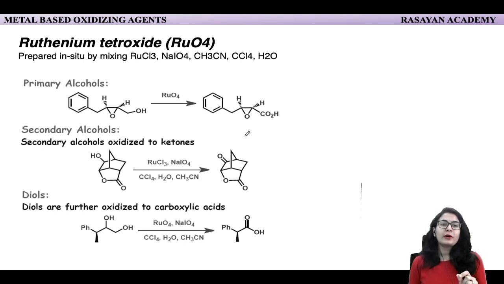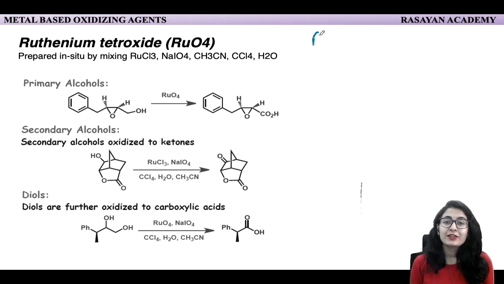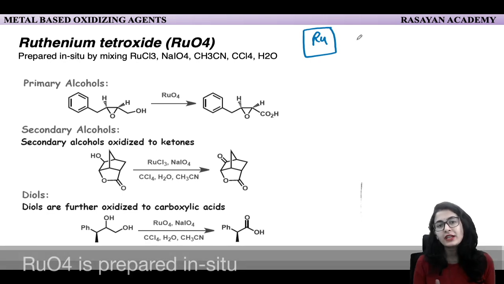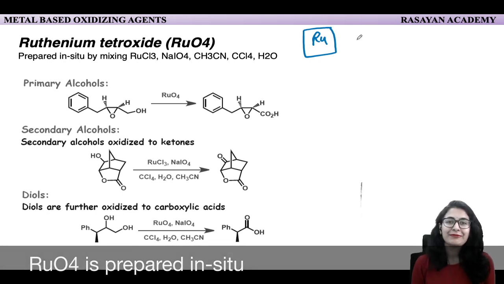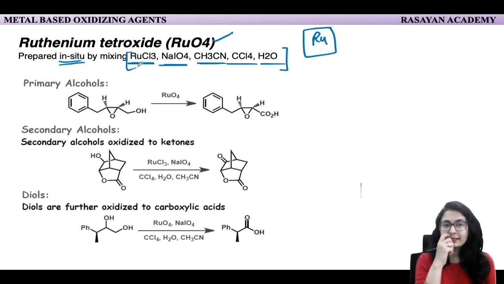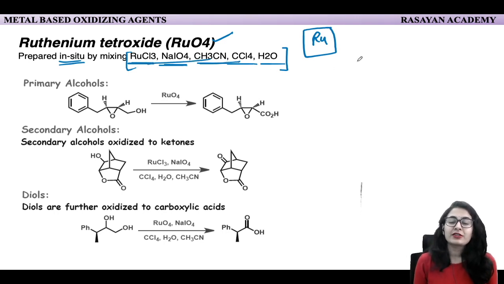Now we quickly talk about very important ruthenium based oxidizing agents. So you must have seen ruthenium in two different forms. One is ruthenium tetraoxide RuO4, and sometimes you don't even see it directly because it is formed in situ. It is formed in situ by mixing ruthenium trichloride, NaIO4, CH3CN, CCl4 and water. So you don't see ruthenium tetraoxide much. Sometimes in the exam it is given directly, sometimes this combination is given. Okay, so this is one of them.